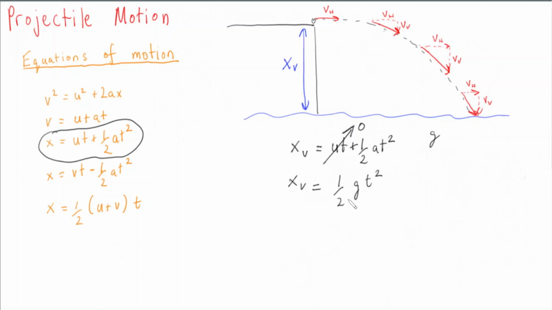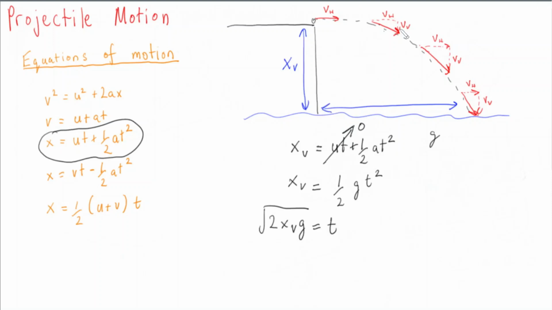And if I rearrange this, I can find an expression for t. So I can say t is equal to 2xv times g squared. And that'll give us our flight time. And this same time can give us the expression for our horizontal displacement as well.